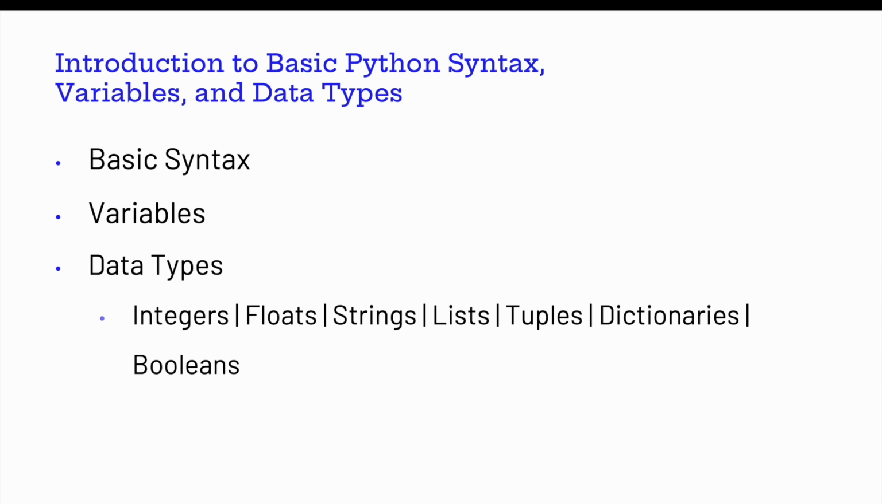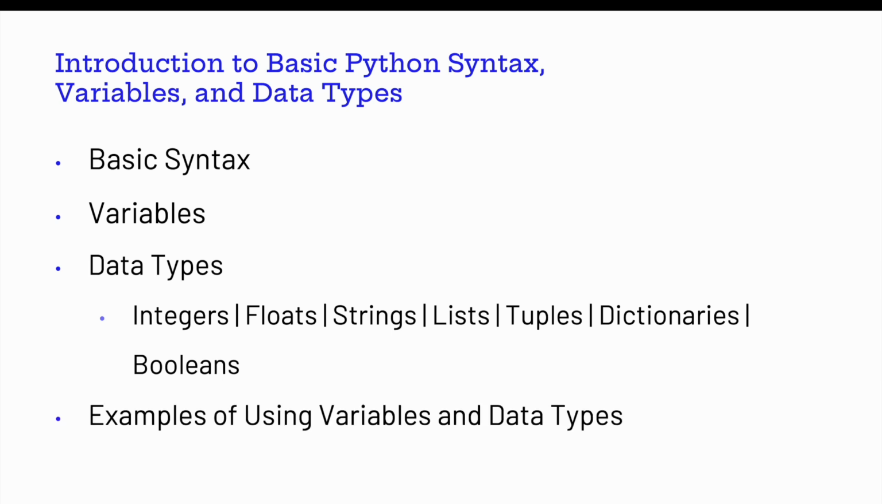We have strings, which is text enclosed in single or double quotes. And then we're going to talk about lists, which are ordered mutable collections of items. For example, you can have inside square brackets 1, 2, and 3. You can also have strings inside it. Then we're going to look at tuples, which are ordered immutable collections, which we'll look at in our examples, and how they are different from lists. Then we're going to look at dictionaries, which are key value pairs. And then finally, we'll look at booleans, which are true or false values used in logical operations.